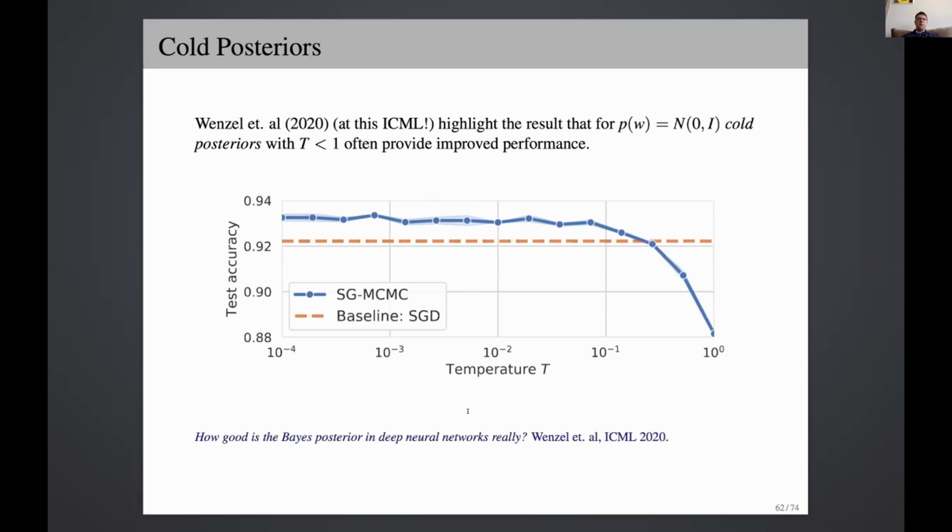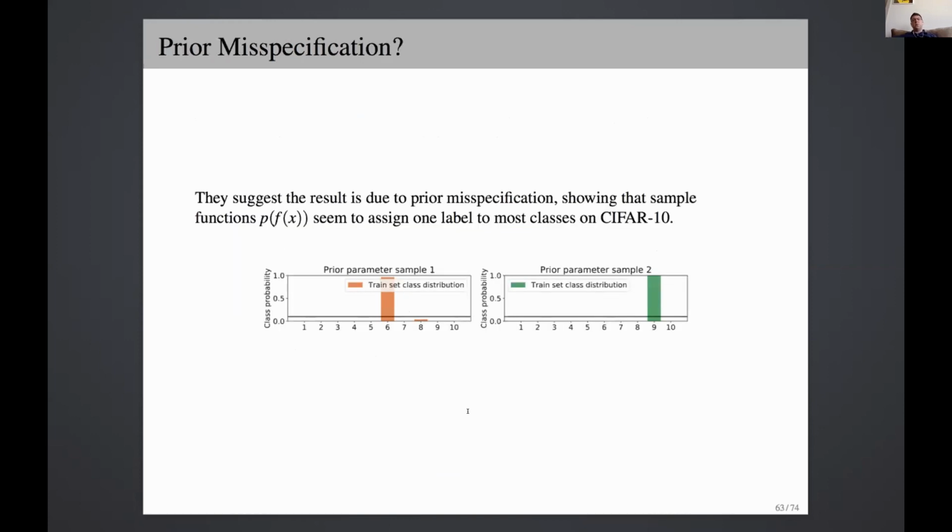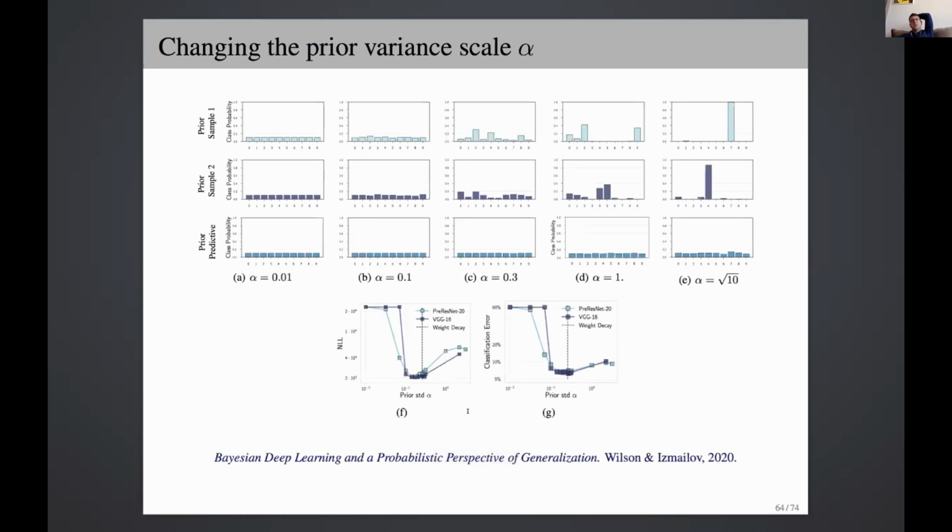And there have been a number of suggestions for why that's the case. In this cold posteriors paper that was at ICML, they suggested that the result is due to prior misspecification, and they show that sample functions from this induced distribution over functions seem to assign one label to most of the classes on CIFAR-10. So we take one sample function, apply it to all of CIFAR-10, and it's saying most of this dataset is label 6, for instance. And then we do that again, and it says most of this dataset is label 9, which seems dramatic. But in fact, there's a lot of subtlety here that's worth considering.